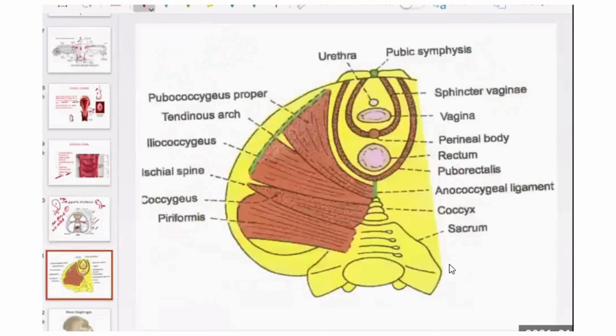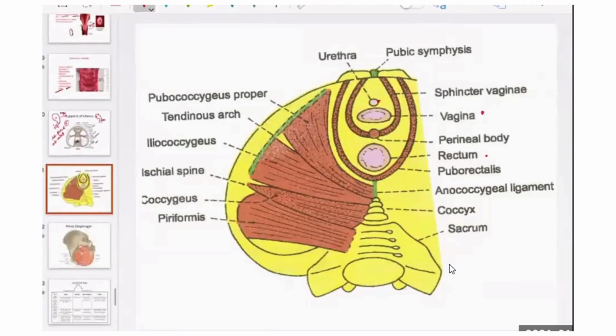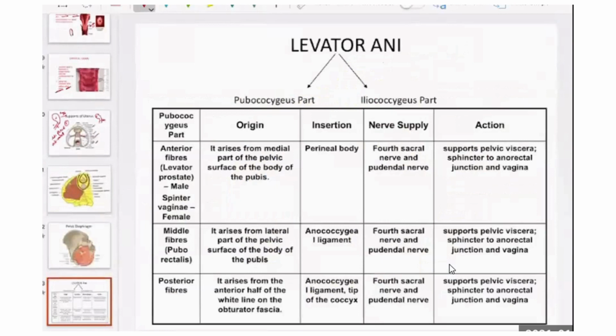I said pelvic diaphragm, right? Which is formed by a muscle. See on the picture, the pubic symphysis is encircled by muscles, right? To keep the structures in position, we have a tendinous muscle lower down called the pelvic diaphragm. Levator ani is the pelvic diaphragm.